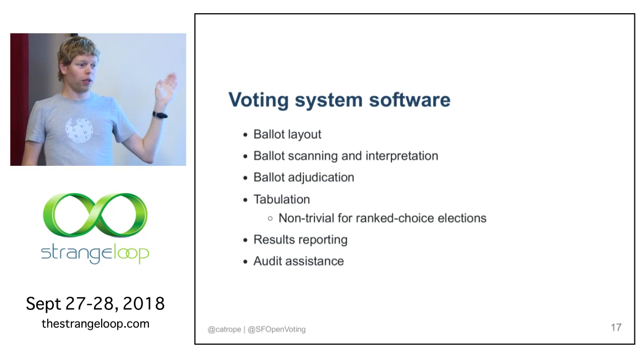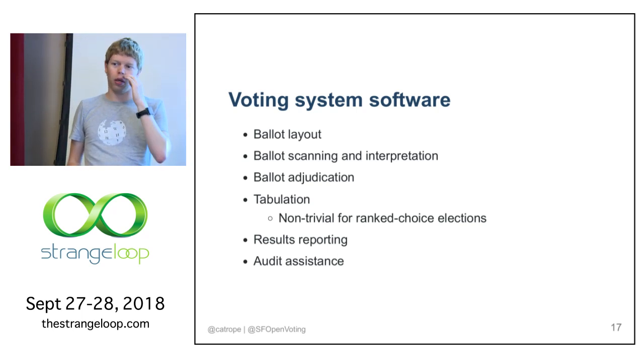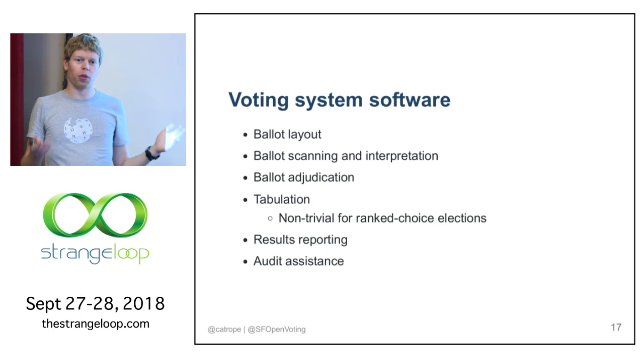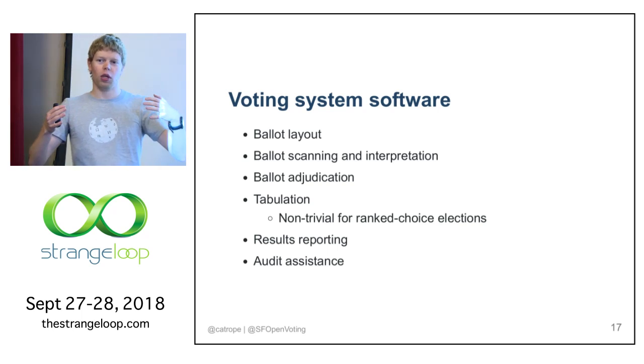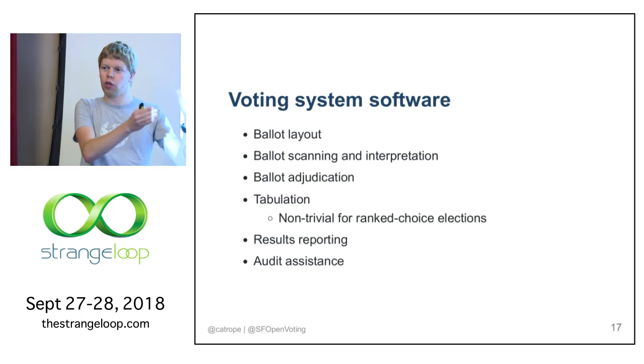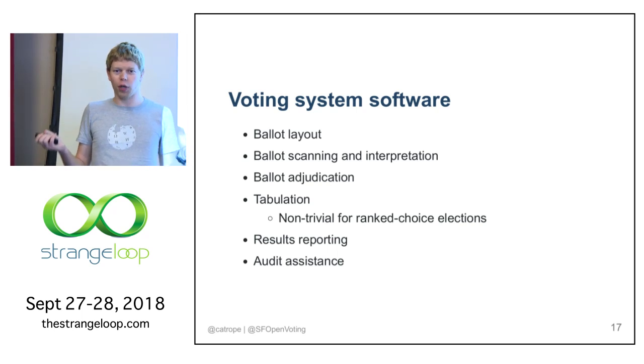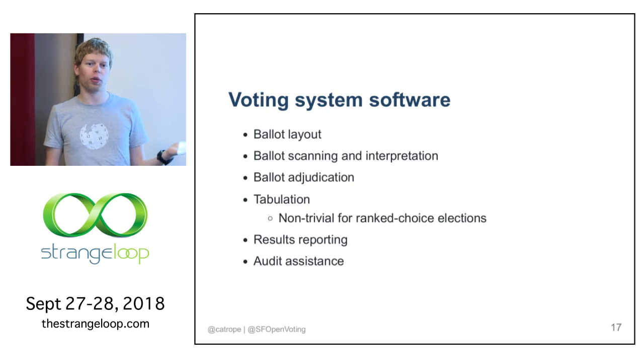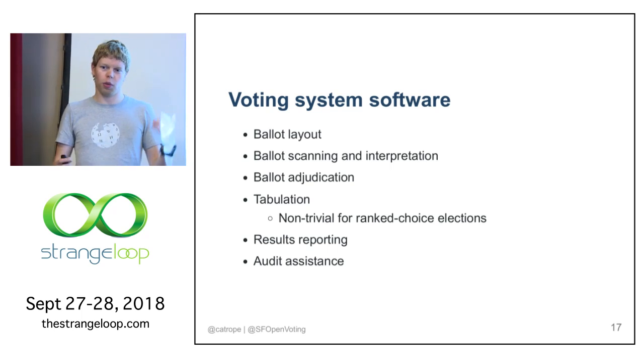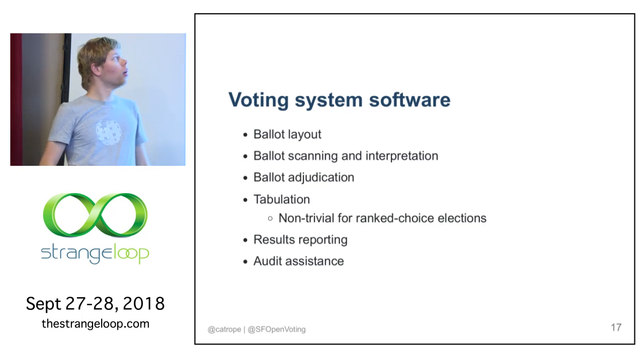You need something called ballot adjudication, which is where if the computer can't make a confident interpretation, can't make a decision on how to interpret the ballot, you need a workflow to take that image and surface it to a human who is asked to interpret it. And this shouldn't happen very often, but for the cases where your computer doesn't know what to do, you should be able to take that image and say, help, I don't know what to do, decide this for me.